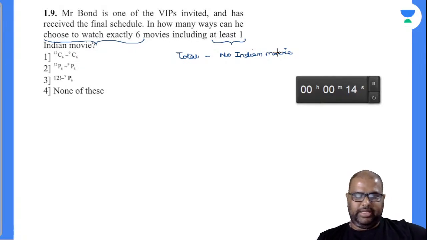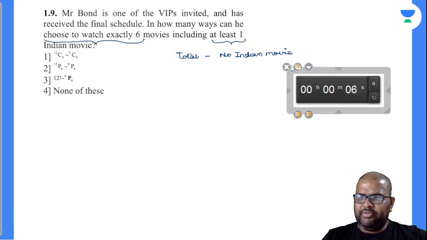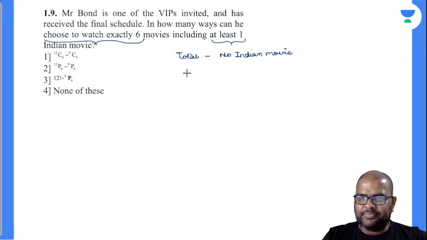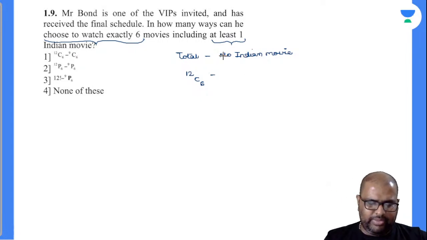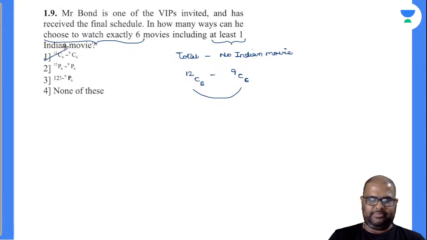15 seconds, 14, 13, 12, Alok, Raghav, Vidhu Singh, the answer. Arre bhai, I gave you the entire thing, na. So how many movies did you have totally? There are 12 movies. In those, Bond watches exactly 6 movies, 12C6. Now minus, let us remove the Indian movie combinations. So remove Indian movies. Out of 12, there are 3 Indian movies. Now see here, is this 9? Remaining movies 9C6. If you subtract this, automatically that will be the answer there. Is there any option there? Yes, your option number 1 satisfies there.